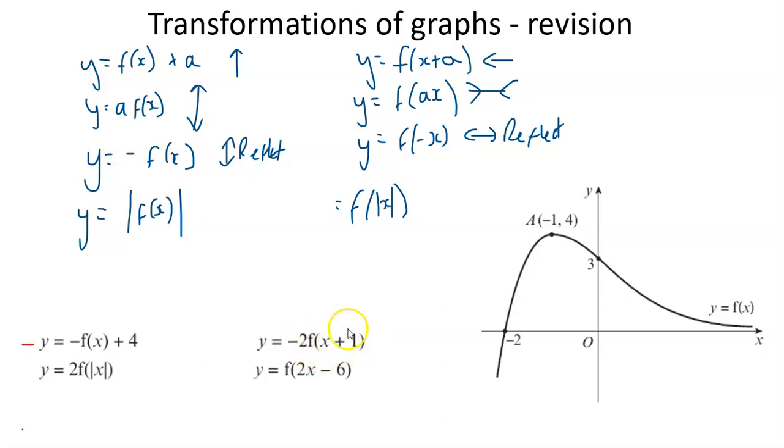Just get rid of these. Hang on. Let's draw a loop round. -2 times f of x plus 1. So we do the bracket first, BIDMAS. x plus 1 is going to shift it left, so it's going to move over here.